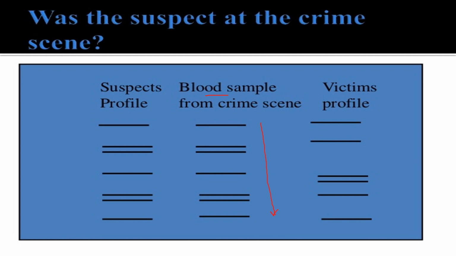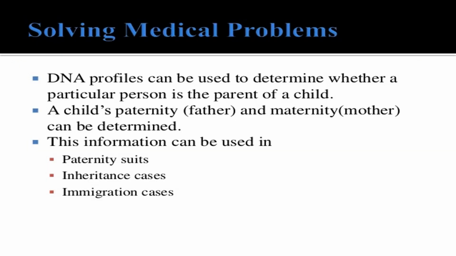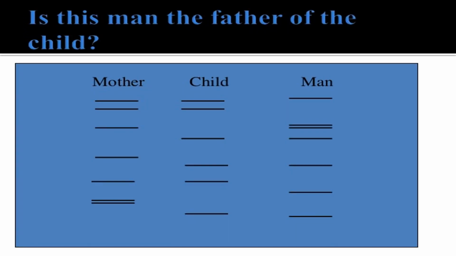Now if you see there is 100% matching with that of the suspect, then this is the evidence for the person to be sentenced. And this is most beneficial for using this in paternity suits as well as inheritance cases and immigration cases.